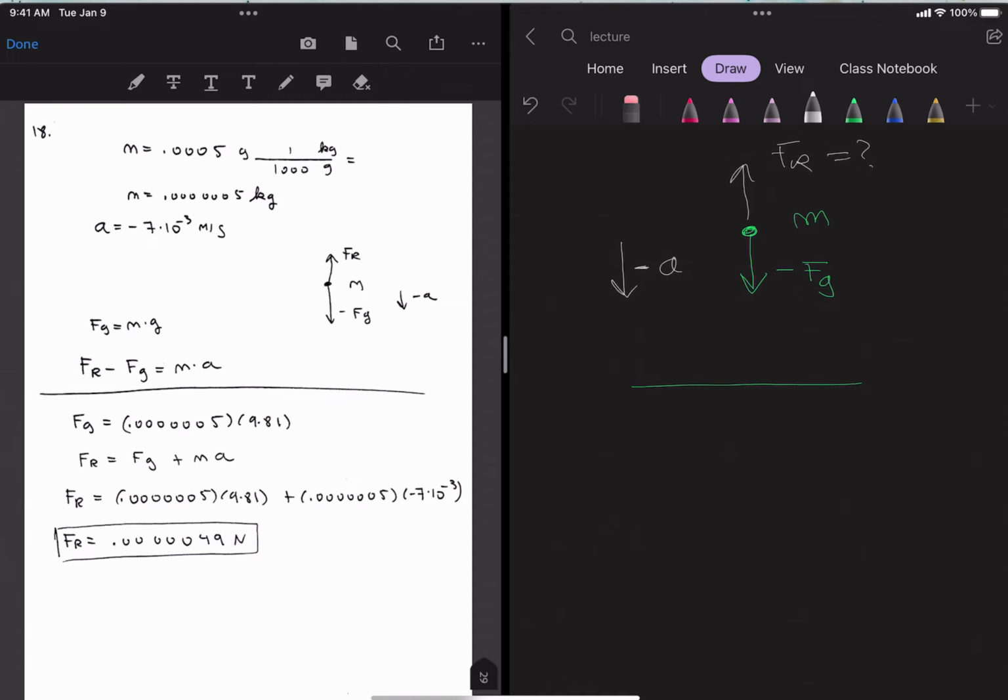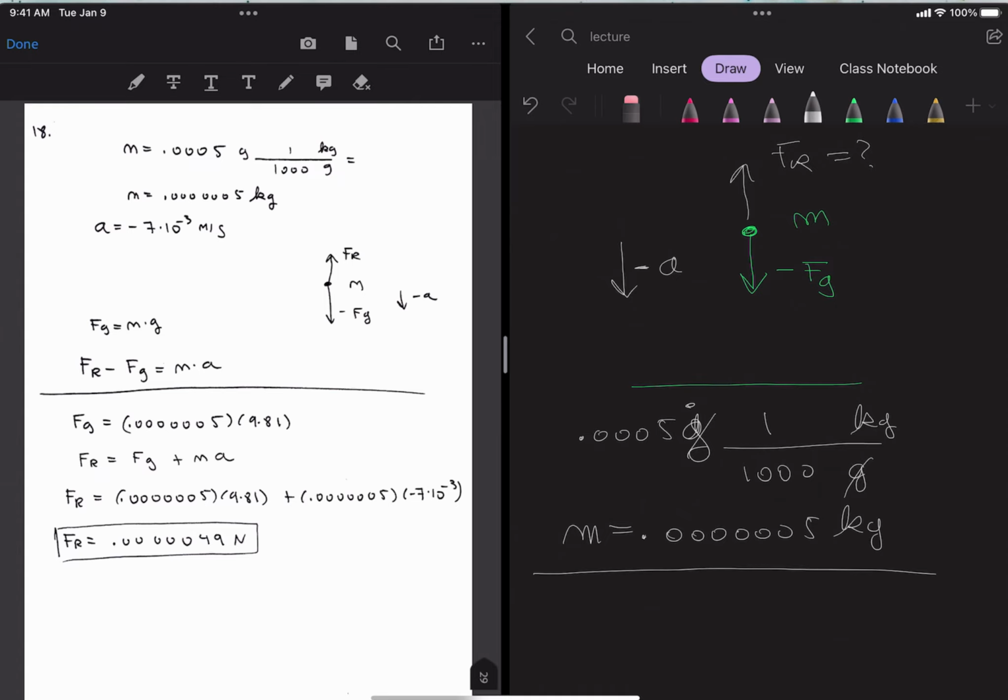So you have 0.0005 grams. So to convert, you put a bar. Gram is on top, gram is on the bottom, and you cancel. And we're going to go from grams to kilograms. And the conversion is 1 kilogram has 1,000 grams. So the mass in kilograms is going to be 0.0000005 kilograms.